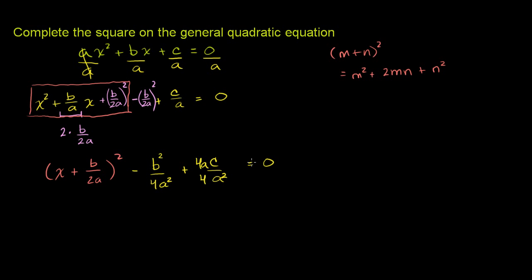We could simplify it a little bit more, but let's just simplify it in the next step. Don't want to skip too many steps here. So you have x plus b over 2a squared, plus negative b squared plus 4ac, all of that over 4a squared, is equal to 0. I didn't put the 4ac first. I just put the negative b squared there.